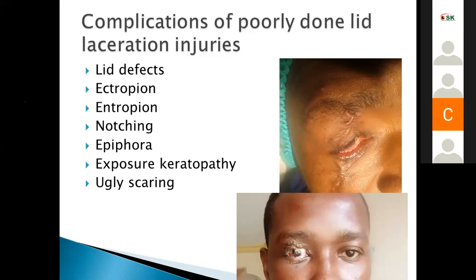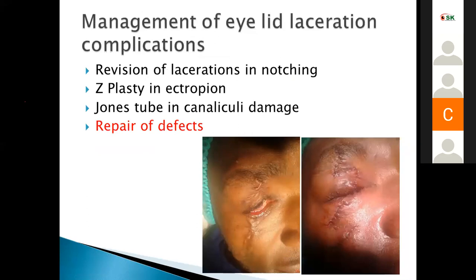Of course, in case you get a patient where the surgery was not done well, then you need to handle the lacerations. In most cases, we try to repair the lacerations, especially where there is a notch. A notch most likely means the tarsal plate was not done well, and the lid margin was also not done well. So most of the time we have to revise.